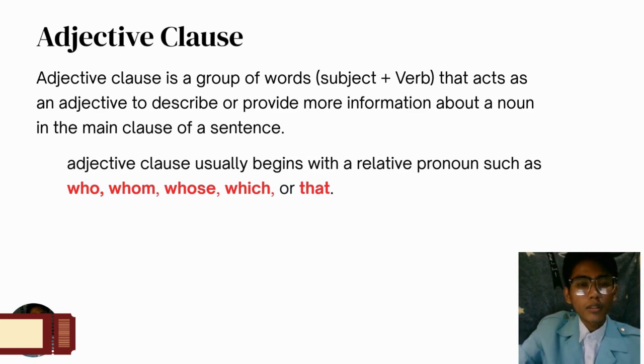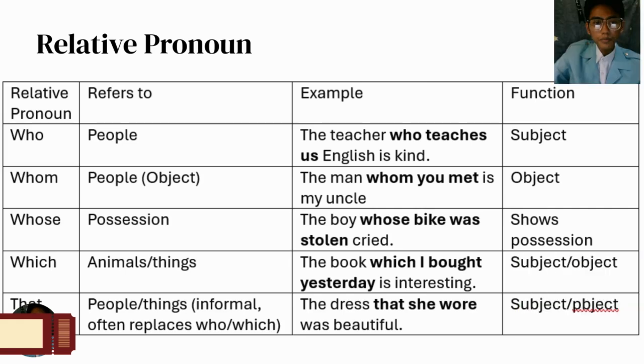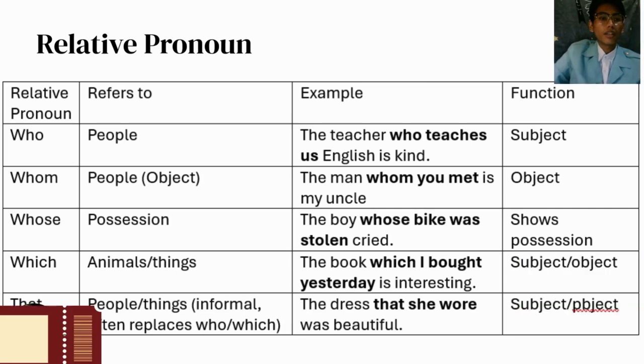Okay. So adjective clause is a group of words with a subject and verb, like I have mentioned before, that acts as an adjective to describe or provide more information about the noun in the main clause of a sentence. Okay, we can use some relative pronouns such as who, whom, whose, which, or that. All of these pronouns have different uses. Let's start with the relative pronoun. Okay, we have who, for people. It is people as a subject. The teacher who teaches us English is kind.